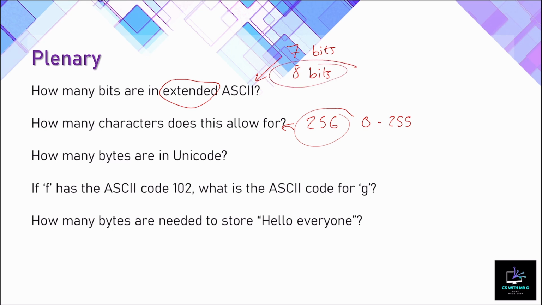How many bytes are in Unicode? Well, we said 16 bits, which equals 2 bytes. Or even the modern standard of Unicode, we've got 4 bytes, which allow for 4 billion different values.